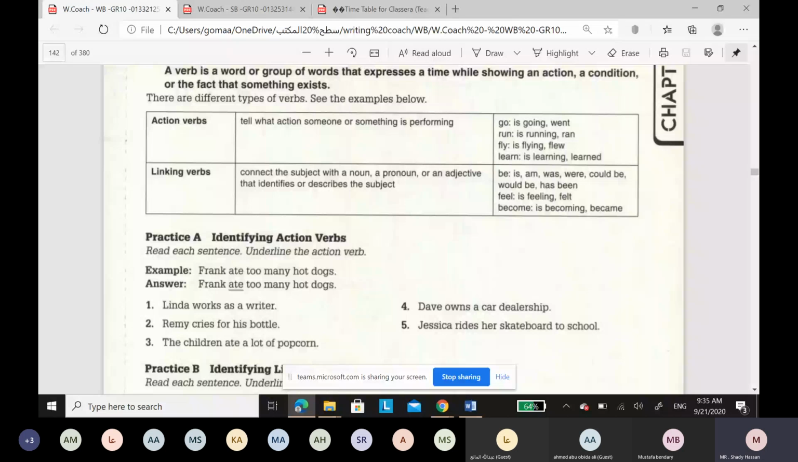4. Dave owned a car dealership. Where's the action verb in here? Is it Dave, owned, car, or dealership? Okay. 5. Jessica rides her skateboard to school. Is the action verb Jessica, rides, skateboard, or school? Rides. Yes, it's right.